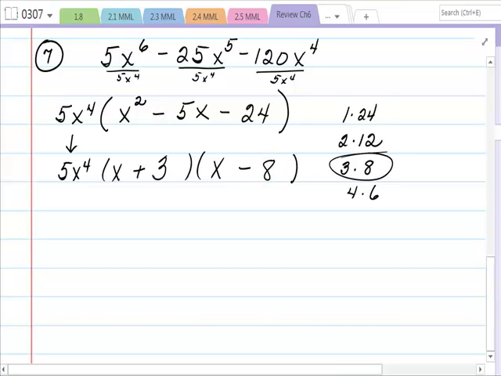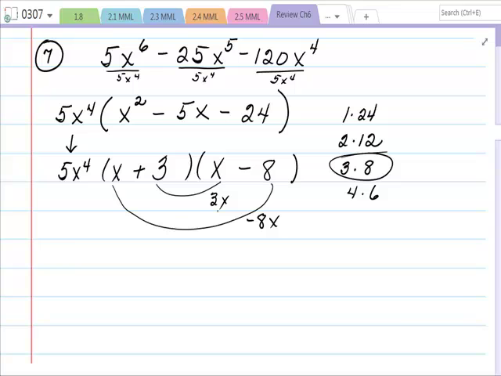But here's what you always need to do. Always check your outer and inner products. And that's negative 8x, and that's positive 3x, and that gives me negative 5x. If it gave me positive 5x, I would either switch the numbers or switch the signs. Remember that you have to write all of this down to have the factors. Is that okay?